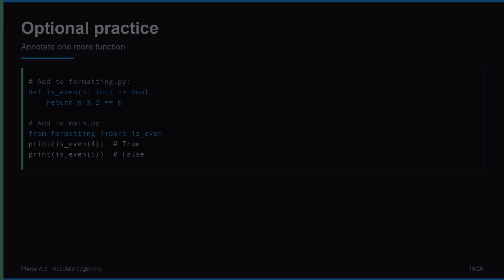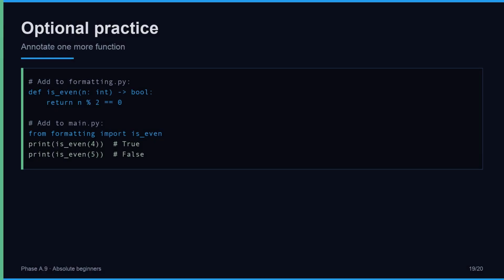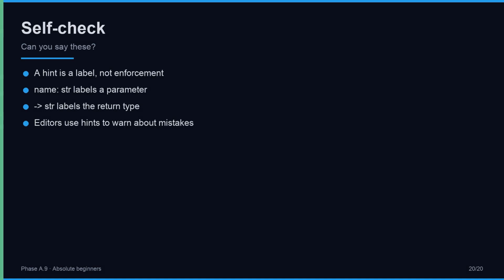Packages come next. If you want a quick practice, add an is_even function to formatting that takes an integer n and returns True when n is even. Annotate the parameter as int and the return as bool. Then import it in main and print the result of calling is_even with 4 and with 5. You should see True, then False. The annotation makes the signature read like a sentence. is_even takes an integer and returns a boolean. Annotate one more function.